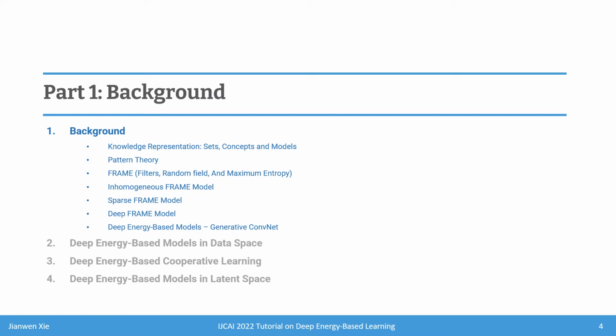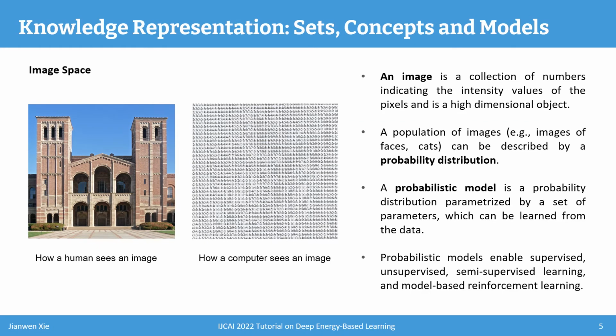I will talk about the background from the perspective of computer vision. Here's the outline. An image is a collection of numbers indicating the intensity values of the pixels, and is a high-dimensional object. A population of images, such as images of cats, can be represented by a probability distribution, which is parameterized by a set of parameters that can be trained from the observed data.